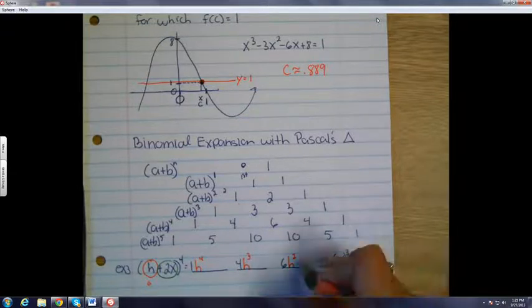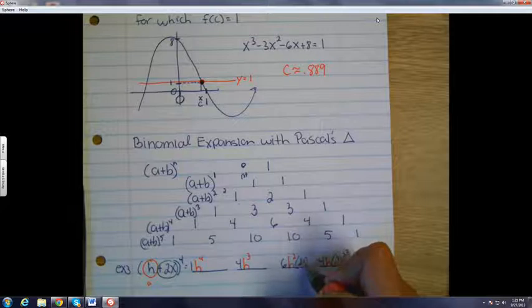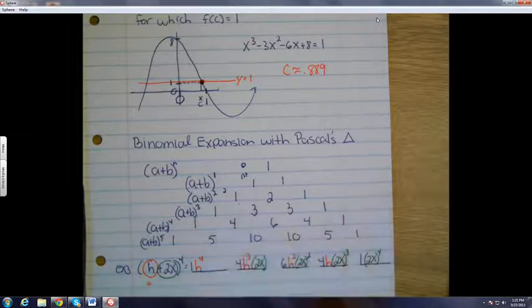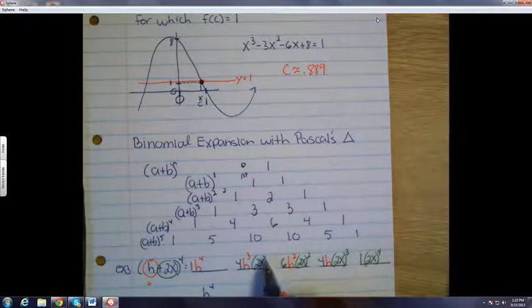Cubed, 2x squared, 2x to the first, and then to the 0 power goes to 1. And now it's just a matter of simplifying each term. So 1, and this is all multiplied, 1 times h to the fourth. Throw away the parentheses, that's to the first power. I'll have a 4 times the 2, that'll make an 8. H cubed, and there's an x.